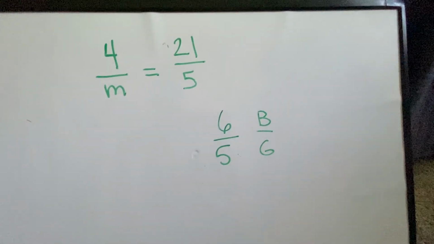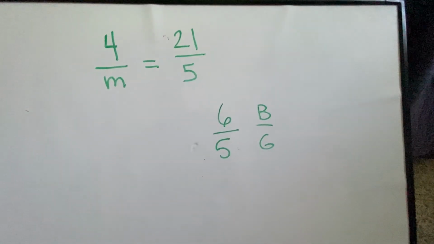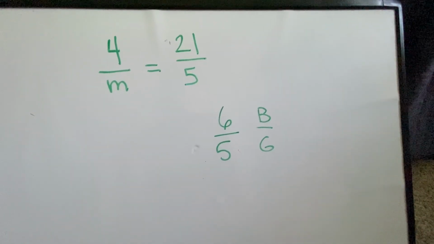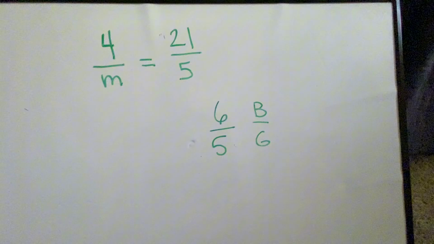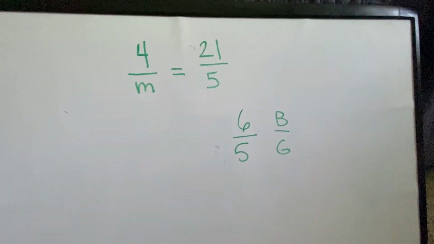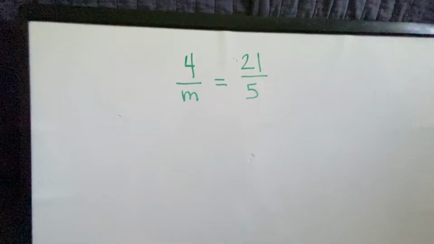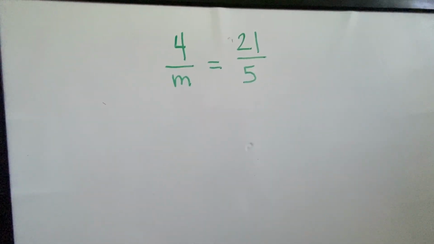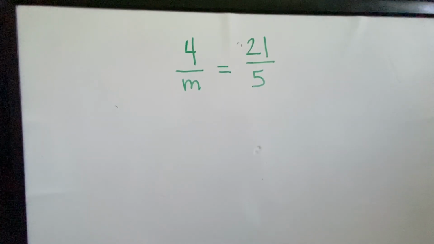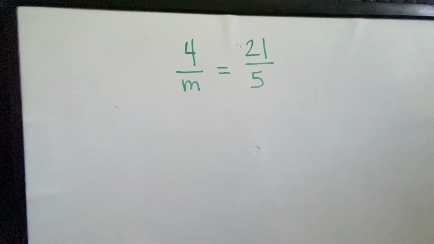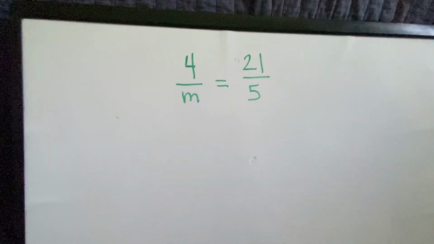Sometimes they'll say the ratio in the room is 21 kids to 5 adults. Then they want to know what happens when there's only 4 kids, how many adults are there, or something like that. So we are going to work through how to solve those kinds of ratio problems and find missing information. But first we need to look at an equation like this and decide how to solve for this. When we have 4 over m equals 21 fifths, we do what's called cross multiplication.